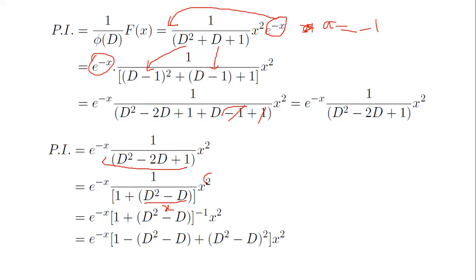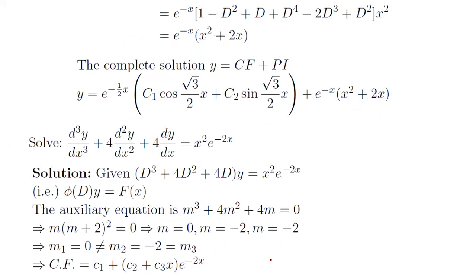but here power 2 is there. Therefore we can expand up to that 1 minus D plus D square into x square. We have to expand that now. In case the D cube, D power 4 is there, we have to omit it. So here we can see that D power 4, D cube we can omit. Then only the remaining things are there. We have to multiply with that x square inside.